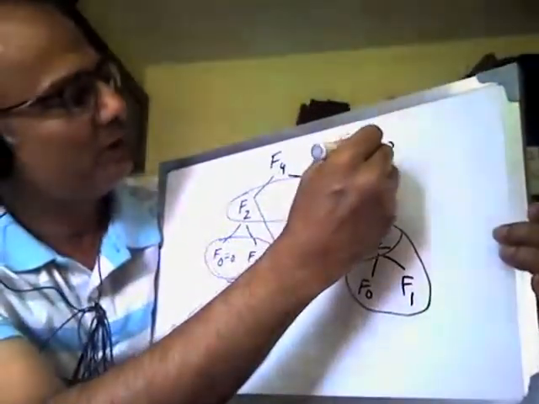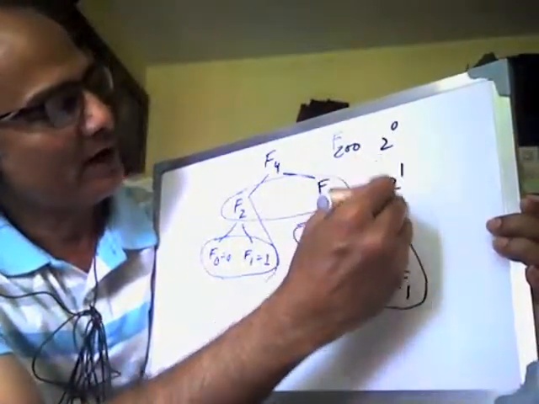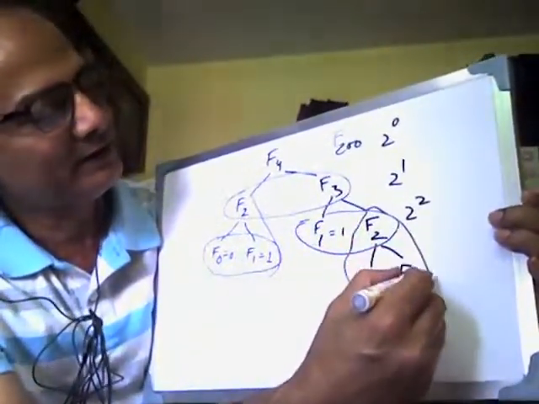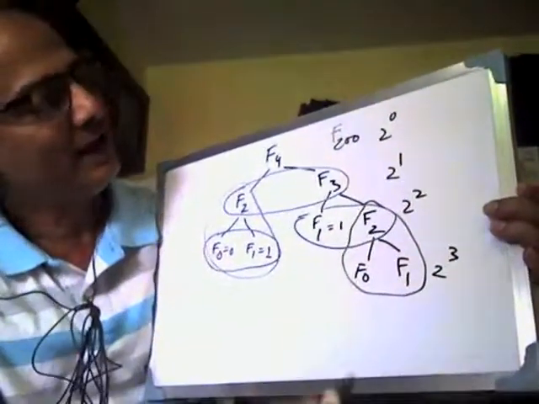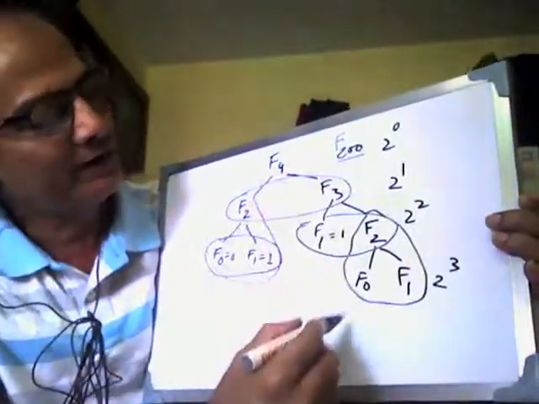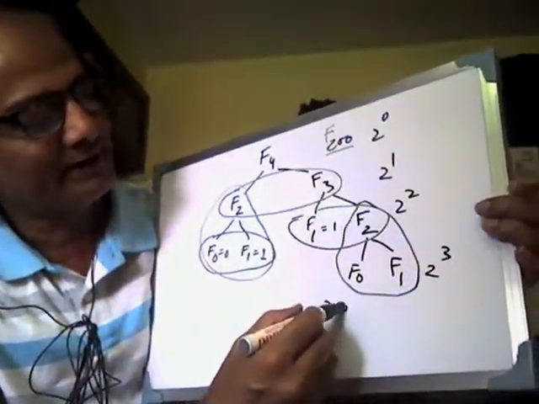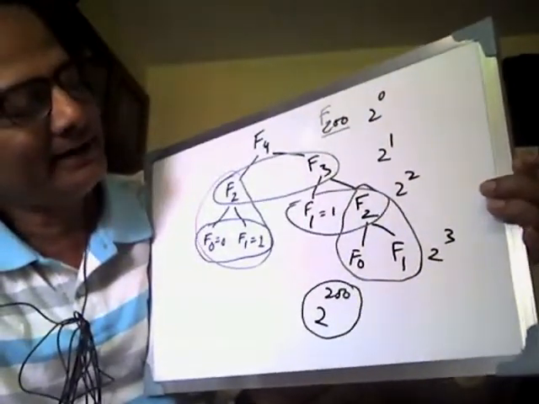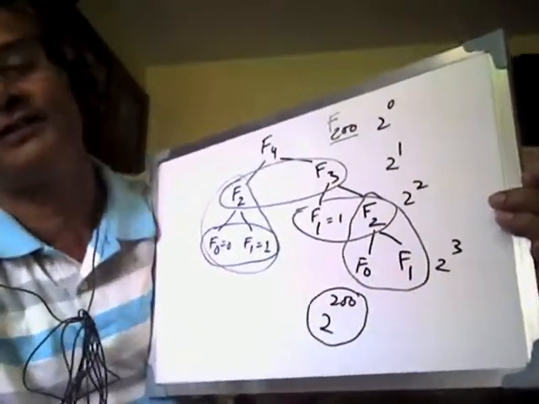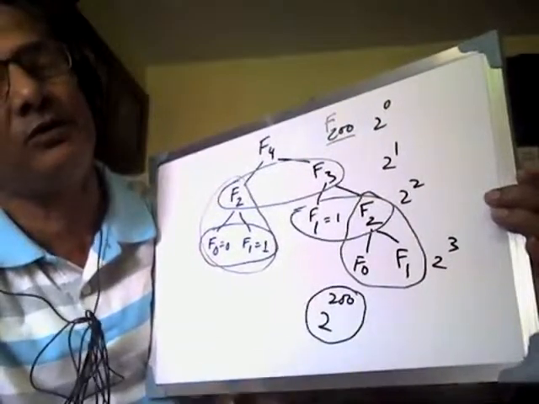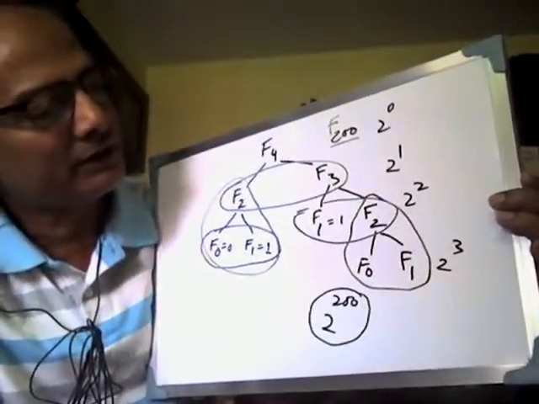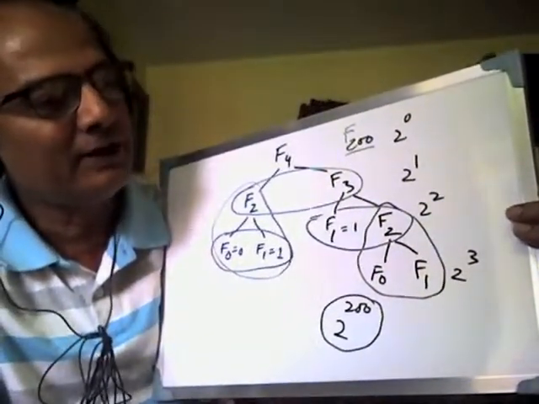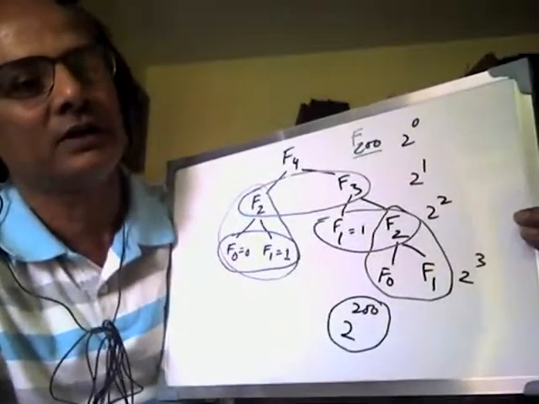That means here it is 2 power 0, here it is 2 power 1, here it is 2 power 2, here it is 2 power 3, like this. And if you want to find out F200, it will be 2 power 200. It is truly exponential, and so many overlapping subproblems will be there. Every time, you can see that F2 can be calculated so many times.